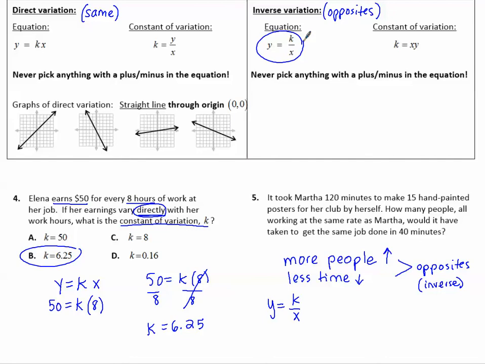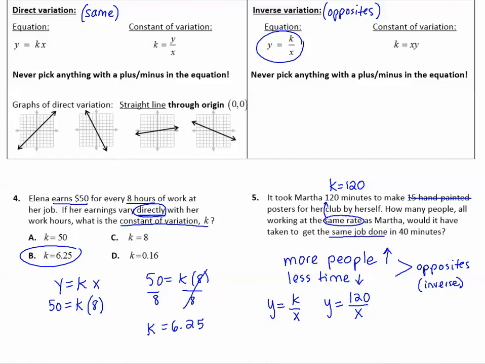Now, we're talking about getting the same job done. So the fact that it's 15 hand-painted posters doesn't really matter. What matters is that it took her 120 minutes. So that is the rate, the same rate. Rate is the k. So k is 120. So using our inverse variation equation, y equals 120 divided by x.